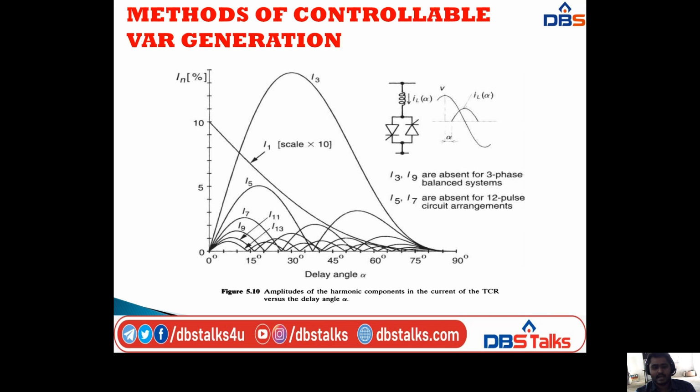So this is the amplitudes of the harmonic components in the current of the TCR versus delay angle alpha. I already discussed it in the FC-TCR concept also. Okay, so the same waveforms occurred, but with the various delay angles alpha in percentage of currents. Okay, so this is the arrangement for that one.